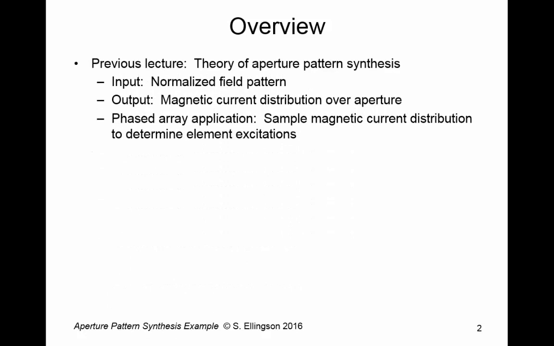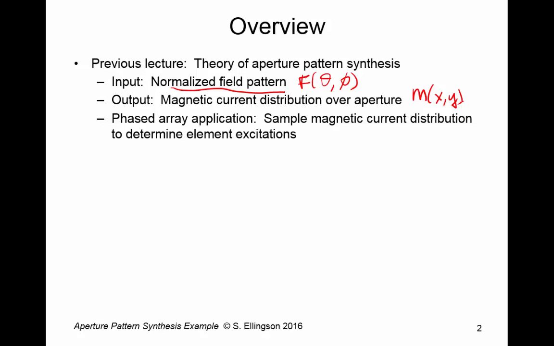In a previous lecture, I went over the theory of aperture pattern synthesis. We used as input the normalized field pattern, which we've been calling capital F, which is a function of theta and phi, the pattern variables. Given that input, we came up with a scheme for figuring out what the magnetic current distribution, M, in x and y, in an aperture would need to be. So this is called the synthesis problem. We figure out, given a normalized field pattern, what equivalent currents we need in the aperture to realize that pattern.